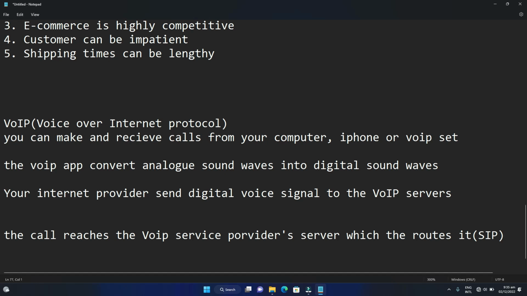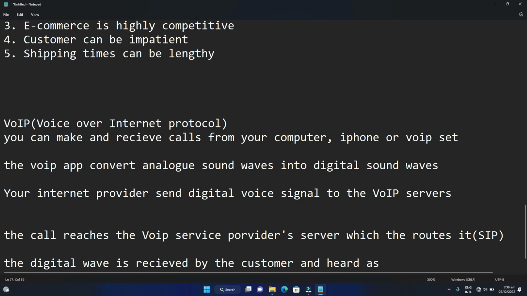And then the last thing, finally, the digital wave is received by the customer and heard as an audio sound wave. So it's very simple.